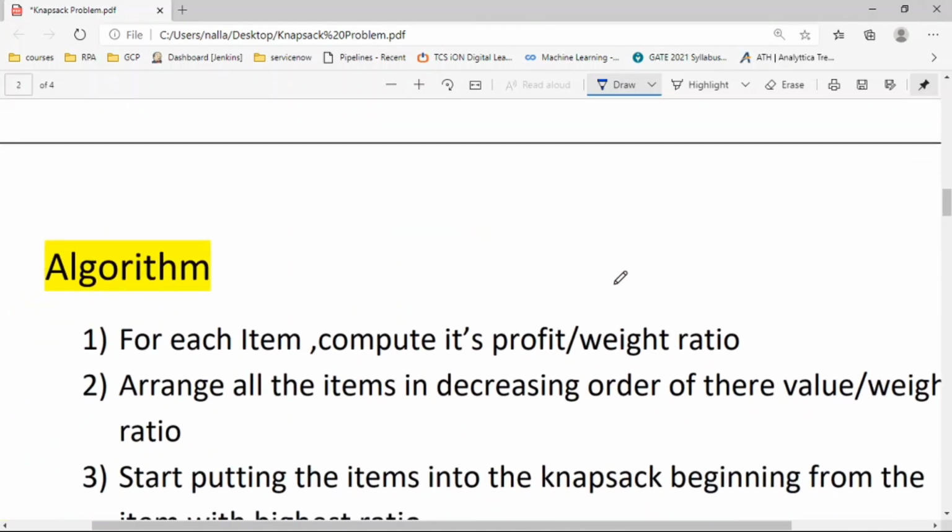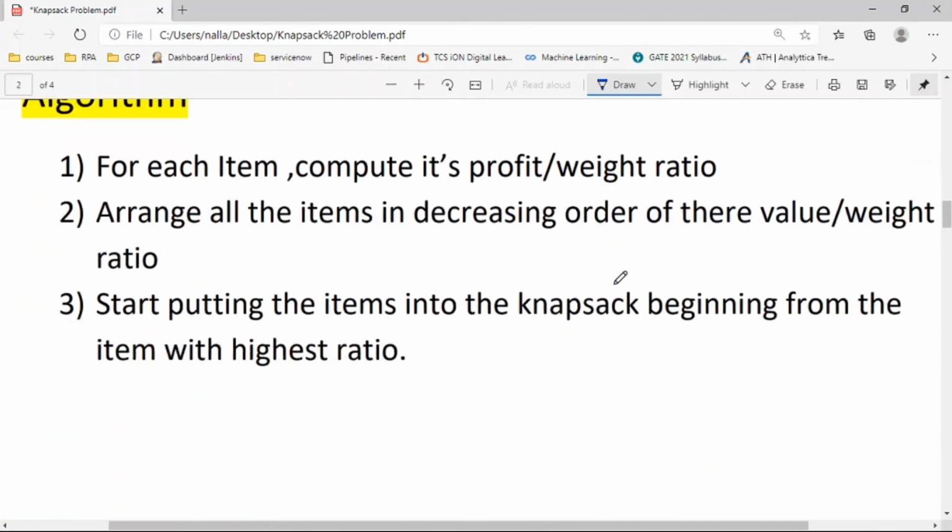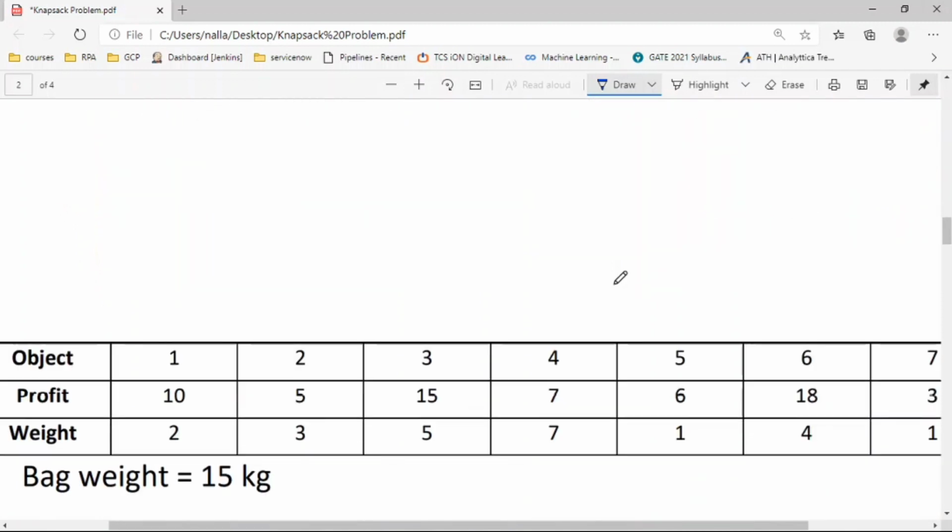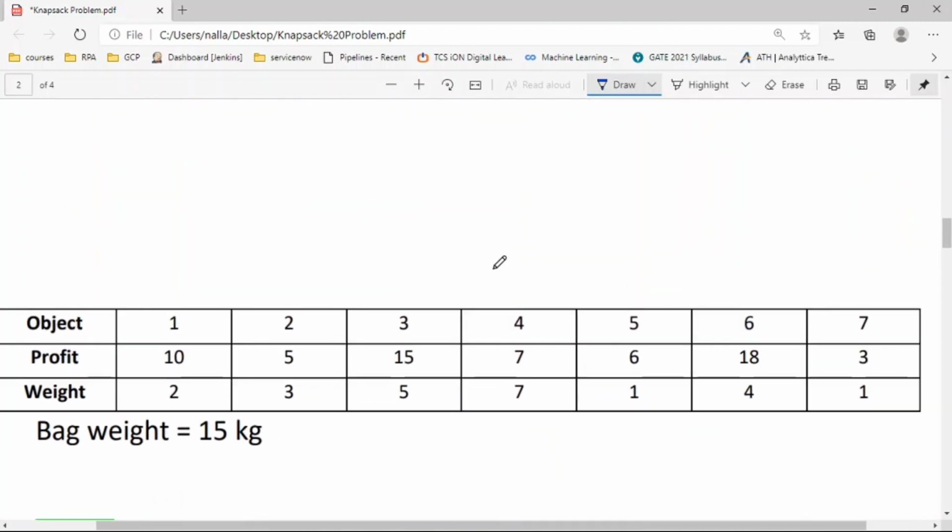Okay, before going to the algorithm, let me show you what data is available to solve the problem. The data is nothing but the number of objects and the profit for each object. So if we sell object 1, we can get a profit of 10 rupees, and the object 1 weight is 2 kgs, and my bag weight is 15 kgs. Now I need to fill my bag with objects such that I get the maximum profit.